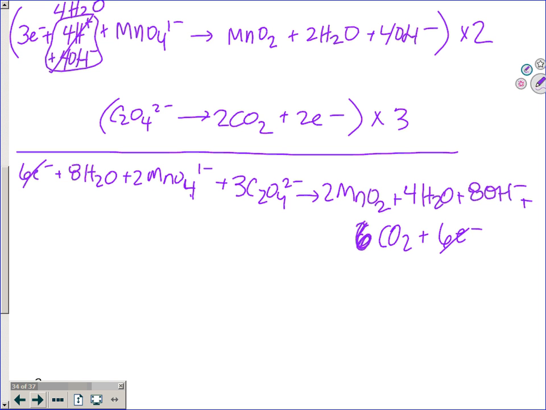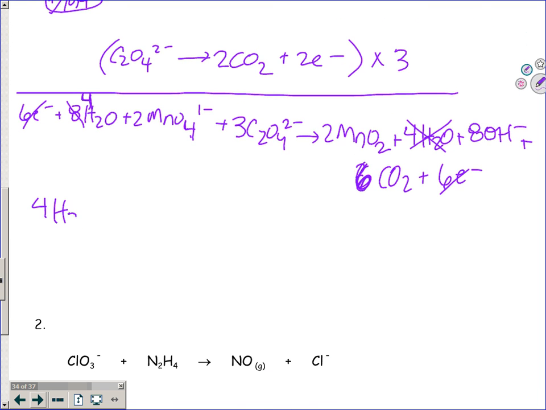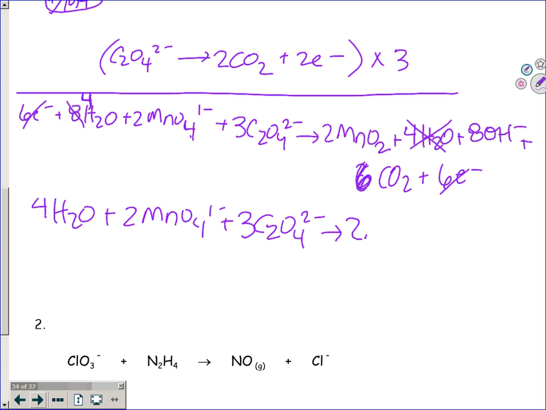6 electrons will immediately cancel. What do you see over here now? I can combine or reduce. So I got 8 waters on the left, and I've got 4 waters on the right, correct? So I'm going to cancel out all 4 over here, and only reduce this down to 4 waters for the reactants. Anything else? No, right? We're good? So in the end you'll have 4 H2O plus 2 permanganate plus 3 oxalates, 2 MnO2, 8 hydroxides, and 6 CO2s.